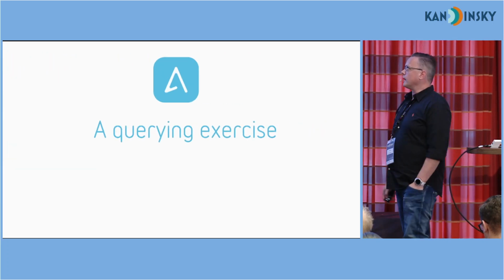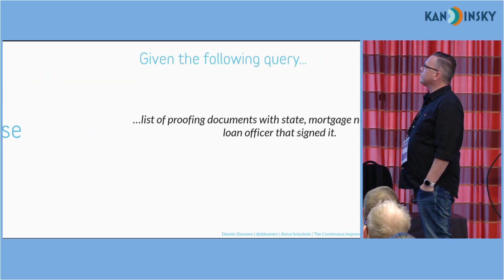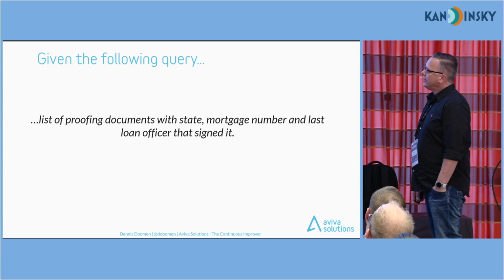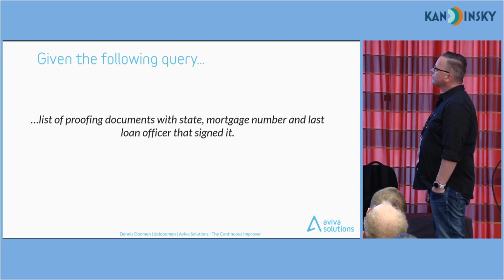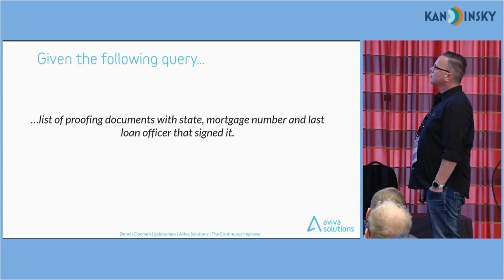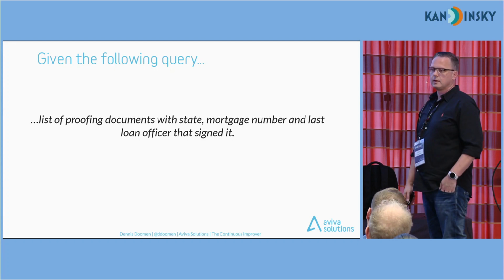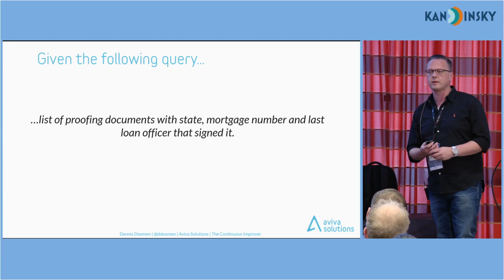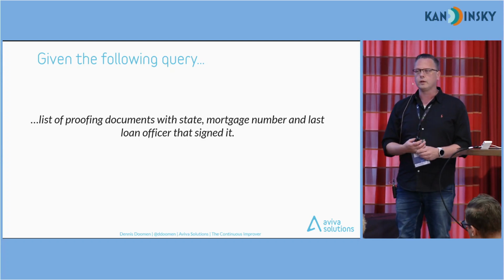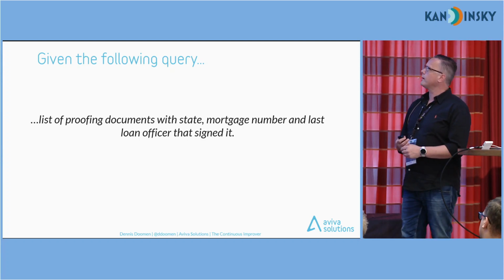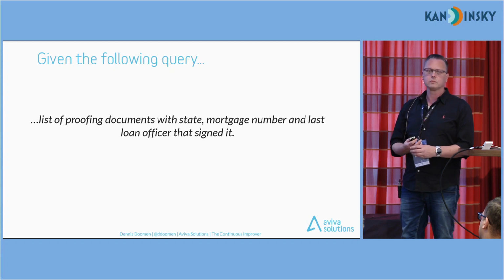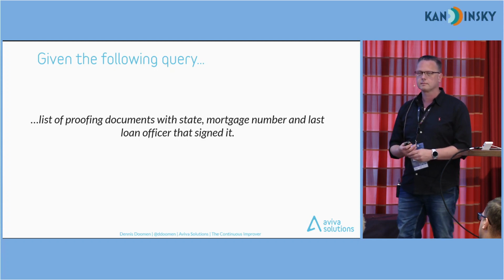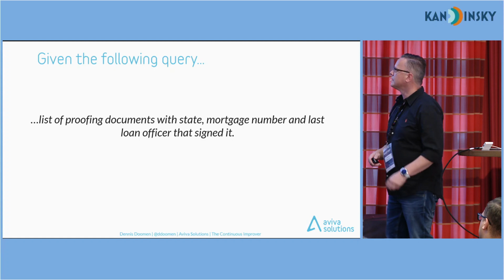A querying exercise, because we have this domain. List of proving documents with state, mortgage number, and the last loan offer that signed it. So we have this domain, and we modeled it using event sourcing, we built it using event sourcing, so now we can't really query it. So how would you query that? Anybody want to participate?